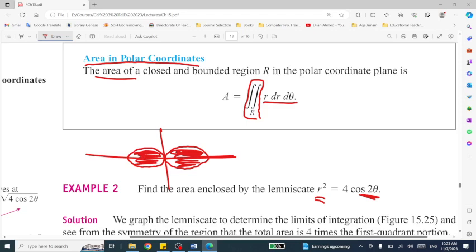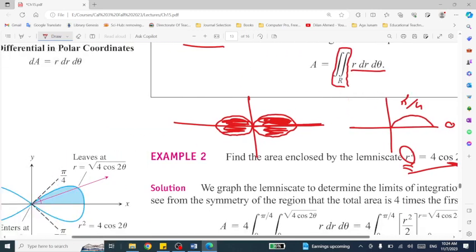Four multiply one, that's very important. Time from 0 to pi over 4. R from 0, theta equal to pi over 4, so from 0 to pi over 4.